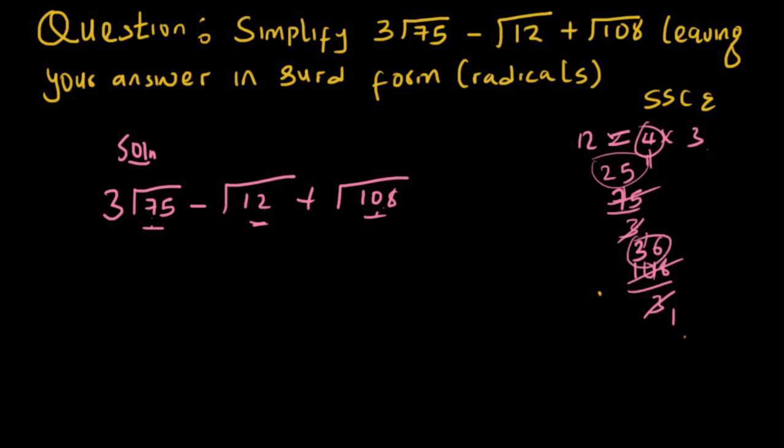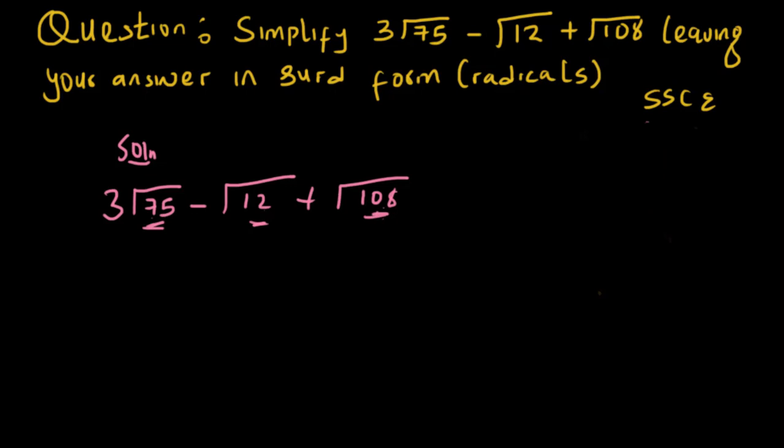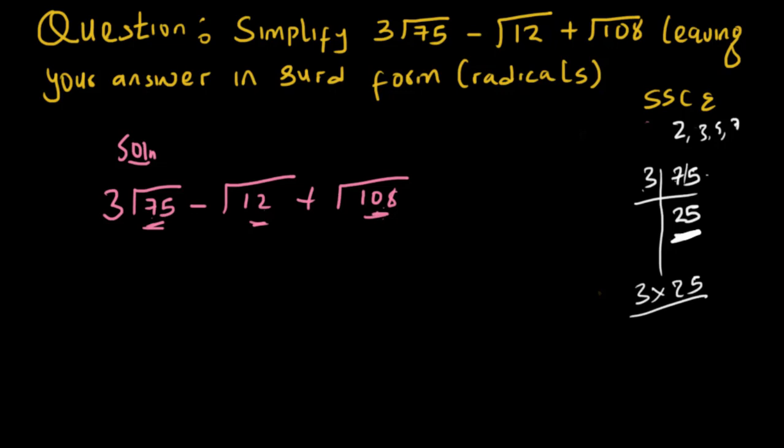Do you understand? Now let's say 12 is not a small number. How do we still get the factor of 75 and 108 that is also a perfect square? Now look. All we need to do is divide 75 and 108 by prime numbers 2, 3, 5 or 7. Do you understand? So we have 75. 3 can go in 75. 3 in 7 is 2, remainder 1. 3 in 15 is 5. Now we know that 25 is already a perfect square. So it means that 75 is 3 times 25. Do you see? We don't need to divide further. Does that make sense? Let's do for 108.